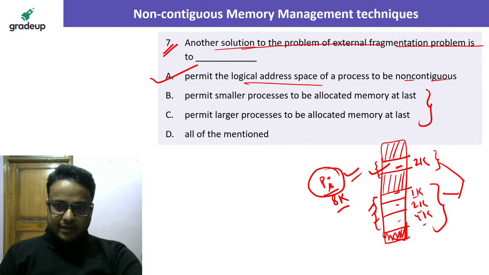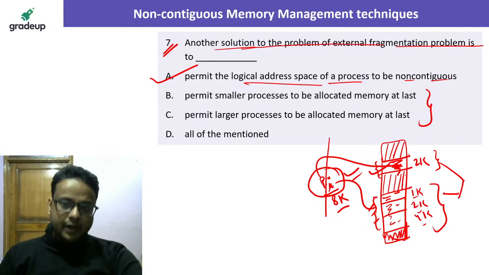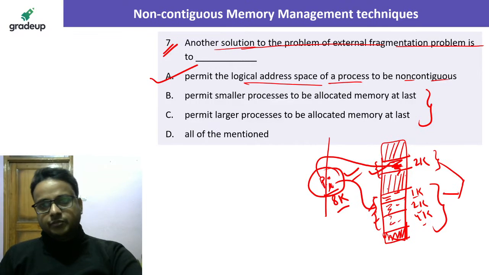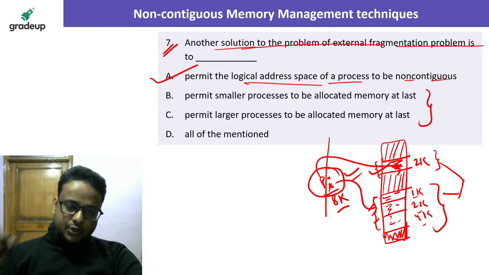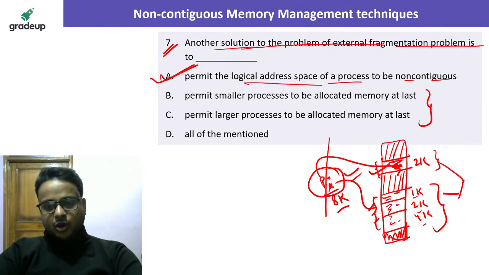So logical address space of a process is non-contiguous, means Pi, I will break Pi and some portion I will store here and some portion of Pi I will store here, right? So I can remove the external fragmentation 100%, right? So this is question number 7. I hope now it is clear. The answer of this question will be option number A.